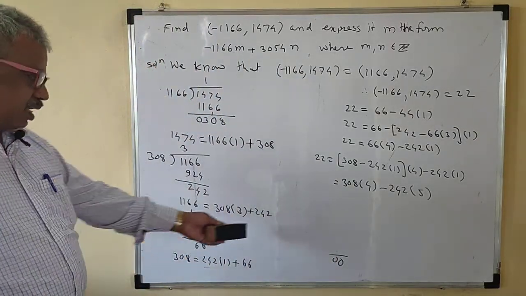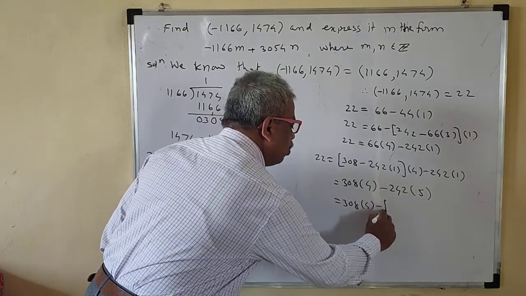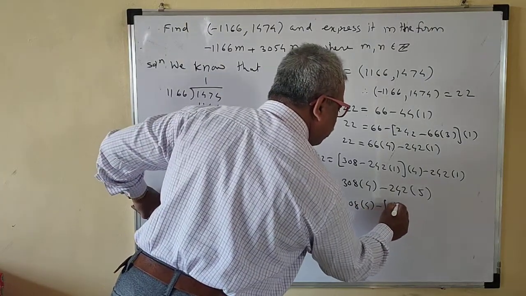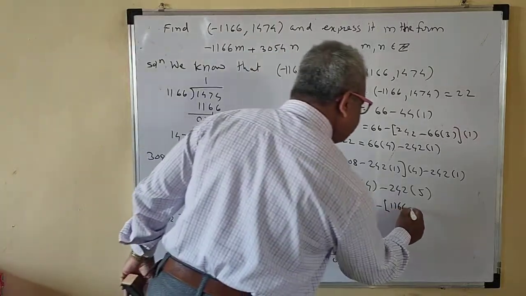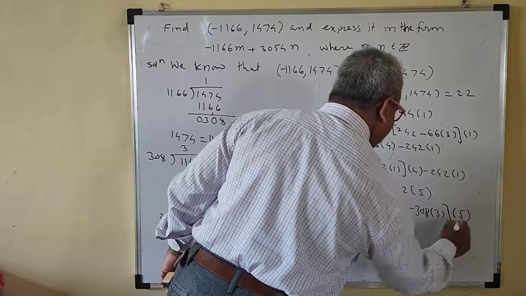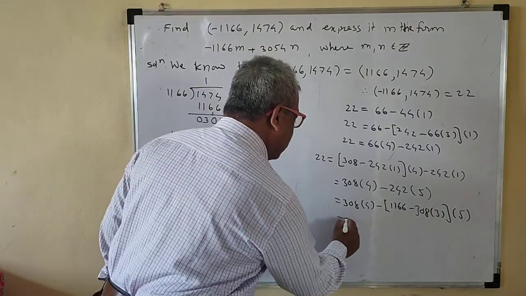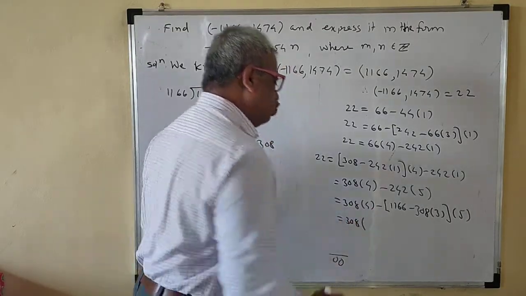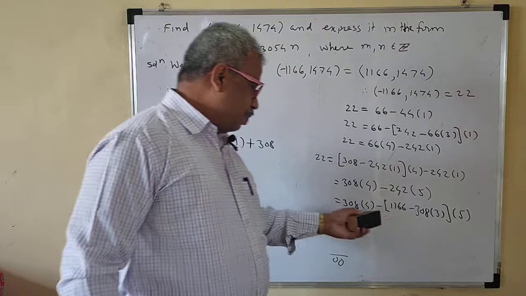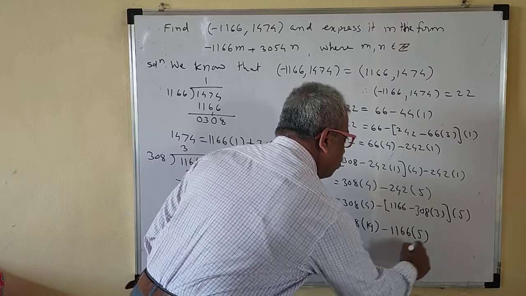Okay. Now see the next remainder, 242. Put the value of 242 now. This is 308 into 4 minus 242 into 5, and the value of 242 is 1166 minus 308 into 3. First we will simplify this and then put the value of this 308. So now this is 4. So 3 into 5 is 15, and 15 plus 4 is 19 now. This is 308 into 19 minus 1166 into 5.